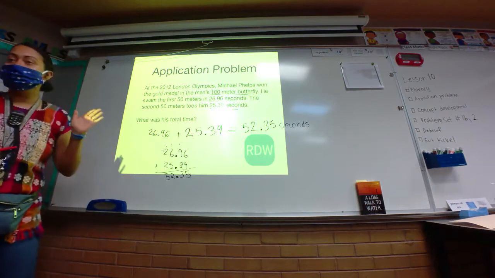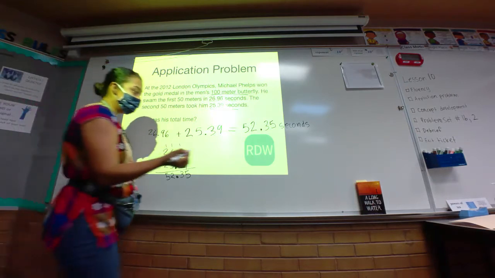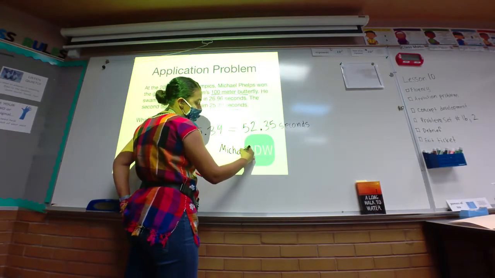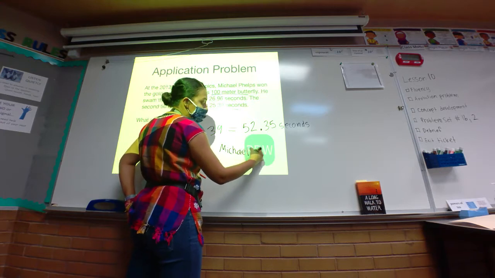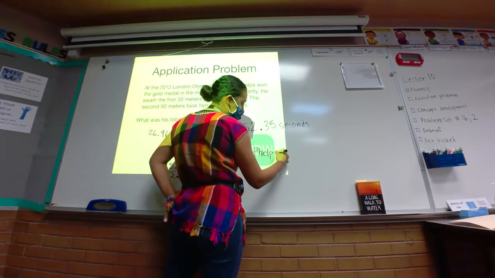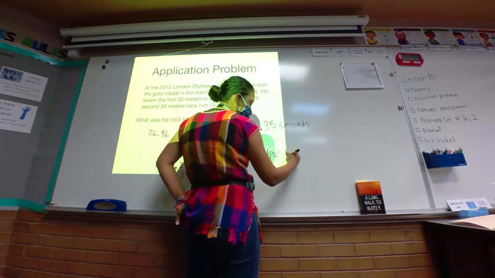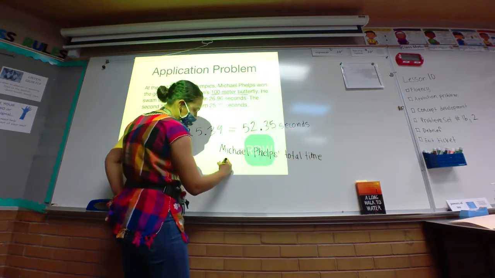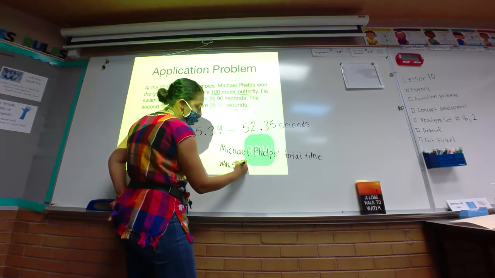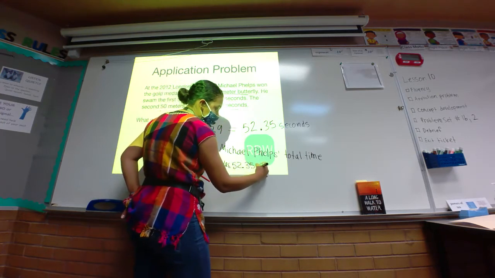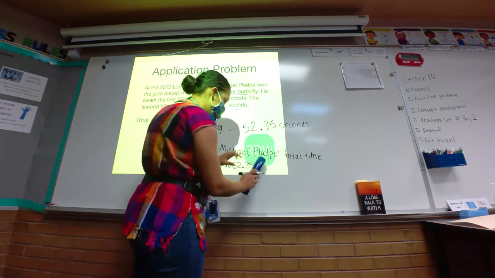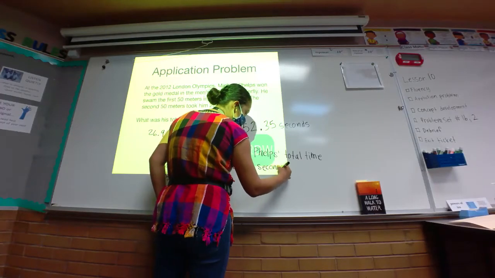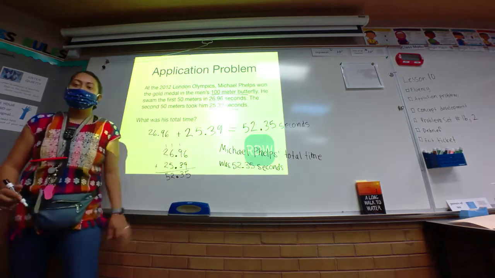Okay, so let's finish up our whole sentence. Let's write it out. So what was his total time? So Michael Phelps. Michael is M-I-C-H-A-E-L. Michael Phelps, apostrophe. Total time was 52 and 35 hundredths. Oh, that's not how you spell seconds. Period. Write it down.